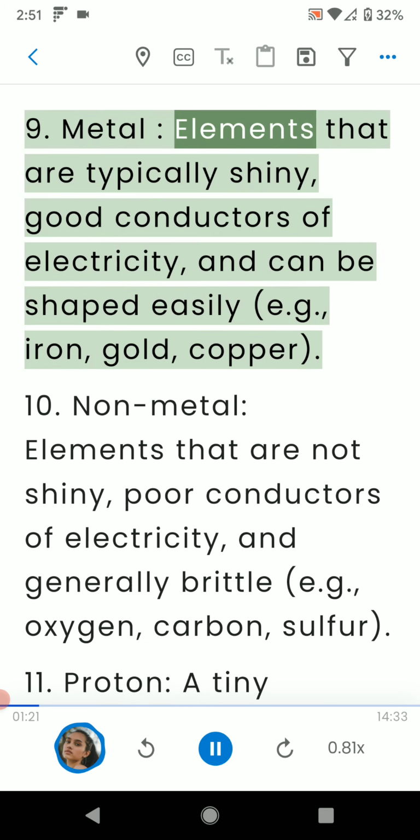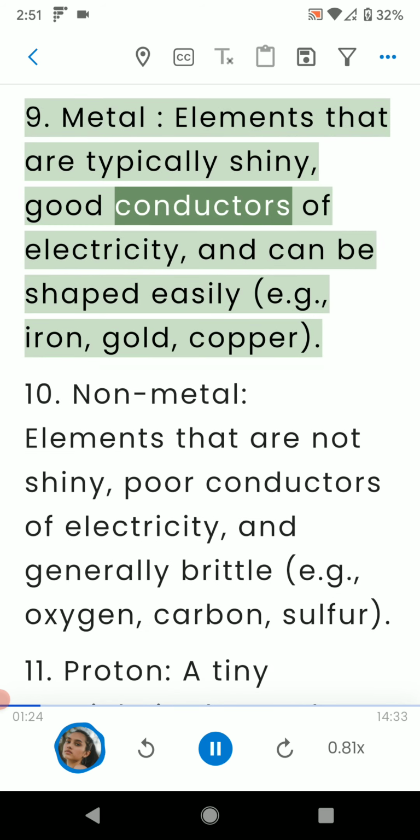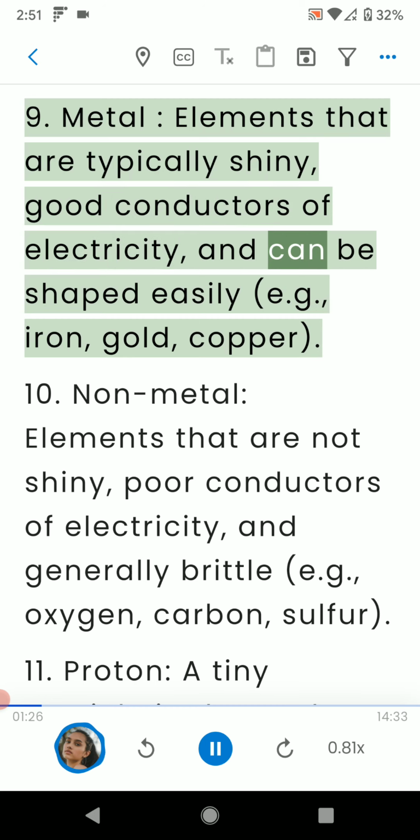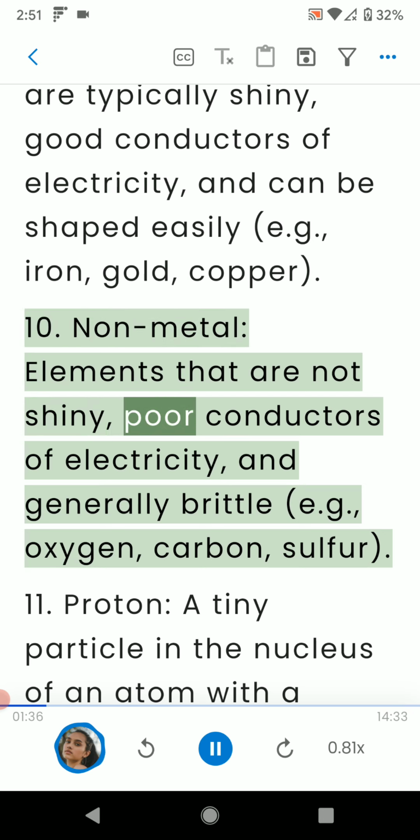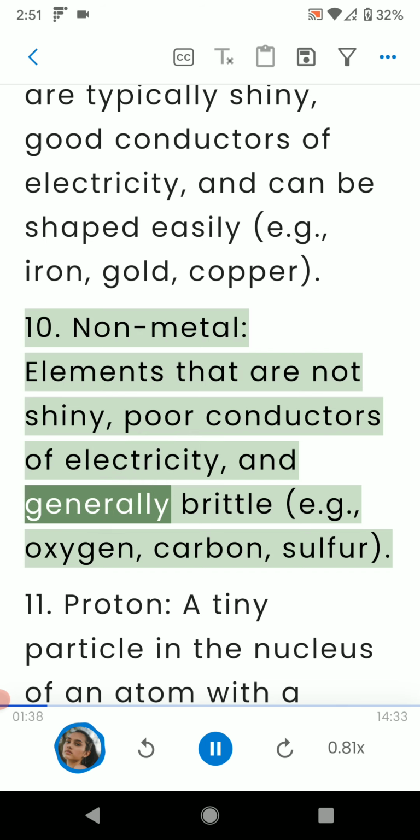9. Metal, elements that are typically shiny, good conductors of electricity, and can be shaped easily. 10. Non-metal, elements that are not shiny, poor conductors of electricity, and generally brittle.